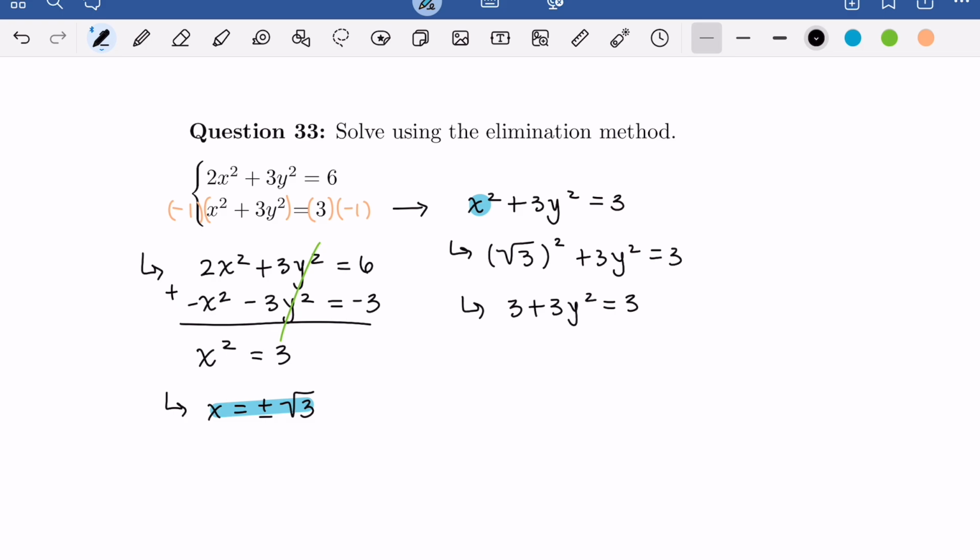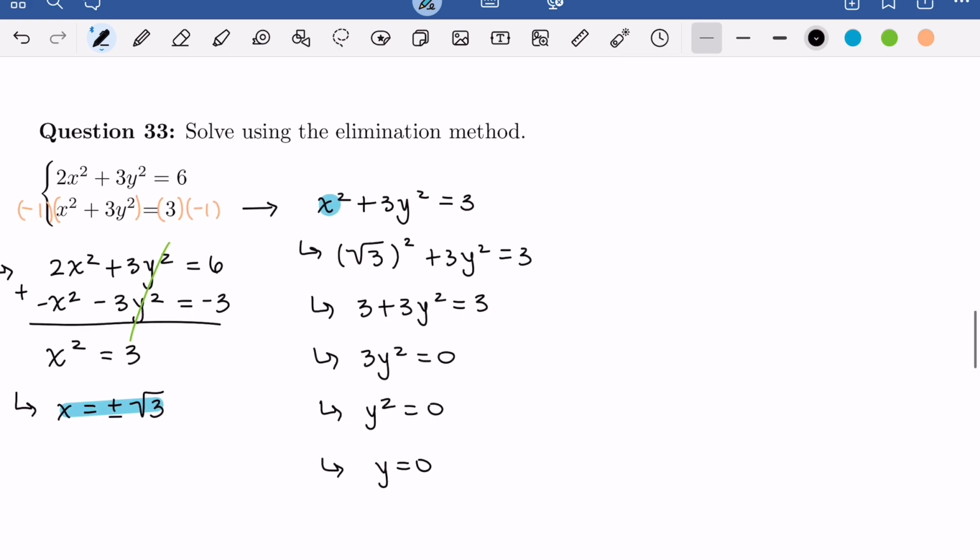Now we can solve for y by first subtracting 3 on both sides of our equation. We're going to end up with 3y squared is equal to 0. And then we want to divide both sides by 3. We still end up with y squared gives us 0. So solving for y, we're going to get 0.